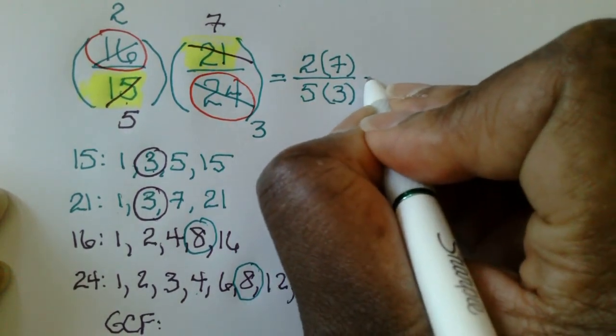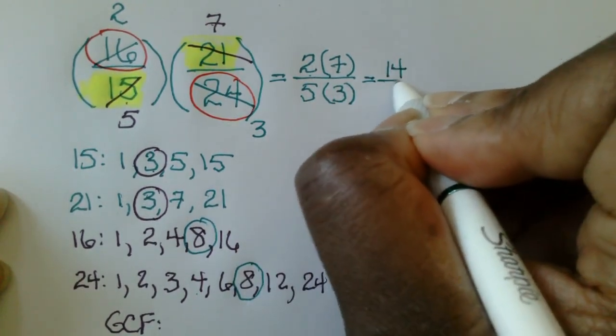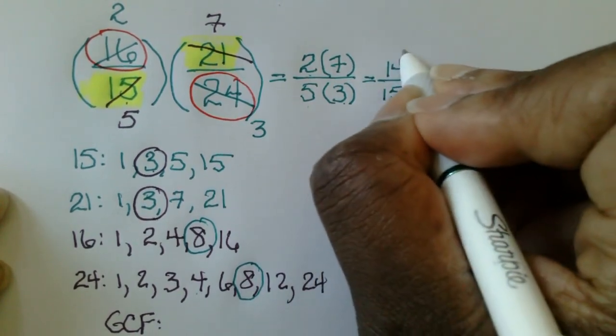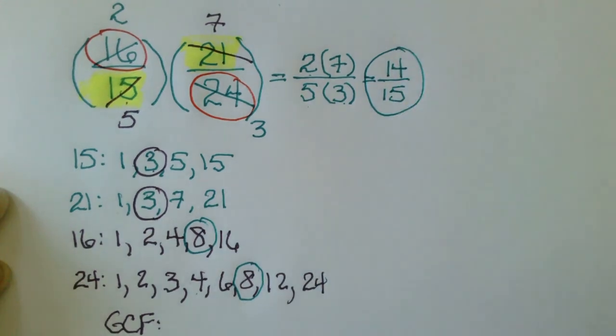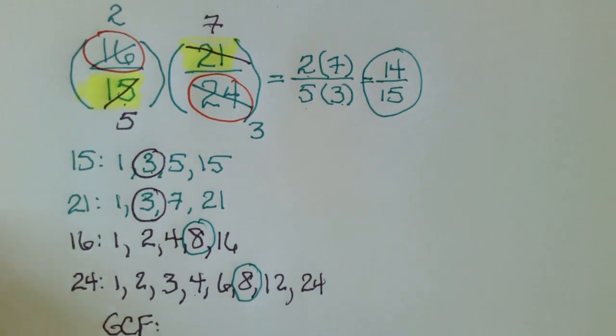So what we do is just multiply. 2 times 7 gives me 14, and 5 times 3 gives me 15. So your simplified answer will be 14/15. Okay? Alright? So taking it slow. So that's cross-simplification.